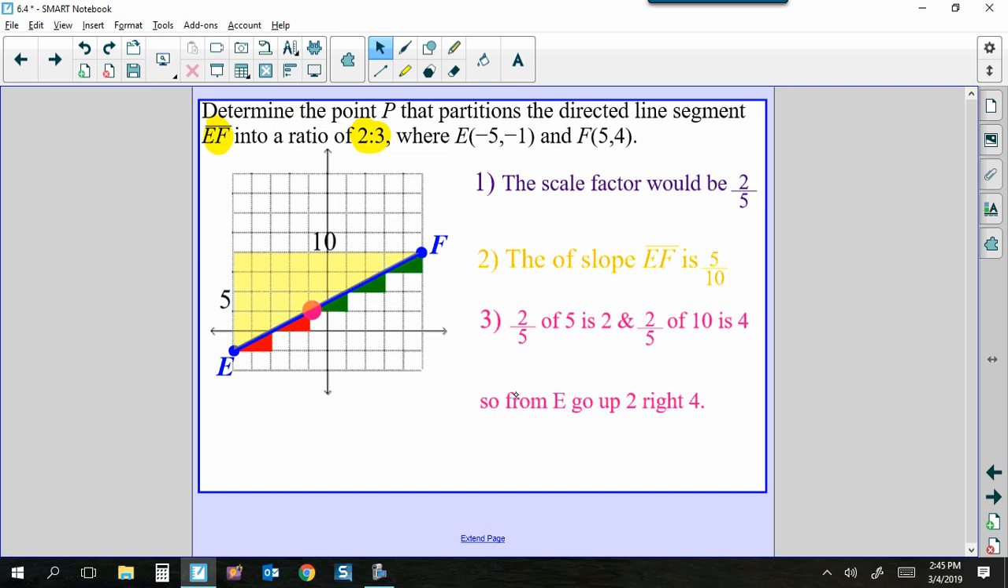So I'm going to now go from E, up 2 and right 4. You can see right here, I have the triangles under here just so that you can see them more visually. If I went up 1, 2, and right 1, 2, 3, 4, you can see that I'm landing right here on this point, which is at (-1, 1). And that is the point I'm looking for in this problem. That's the point that partitions my line segment into a 2 to 3 ratio.